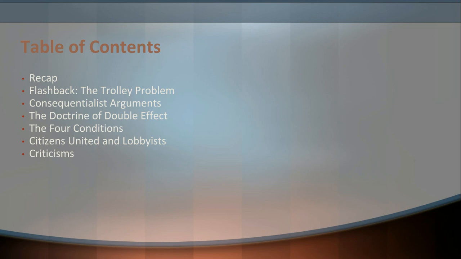We're then going to take a very brief, and I mean brief, look at a couple of consequentialist arguments surrounding our topic. But then we get into our main focus, the doctrine of double effect, the four conditions that it states have to be satisfied for an act to be morally permissible under the right circumstances. And then we'll also take a look at how this applies to Citizens United and issues of corruption.